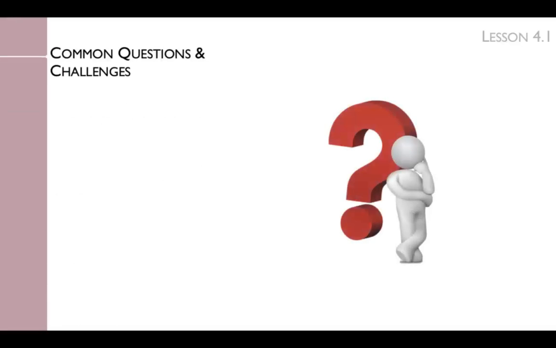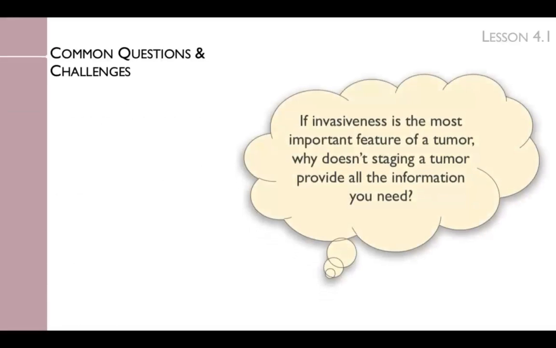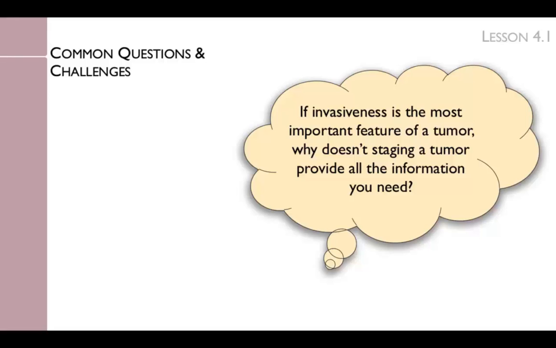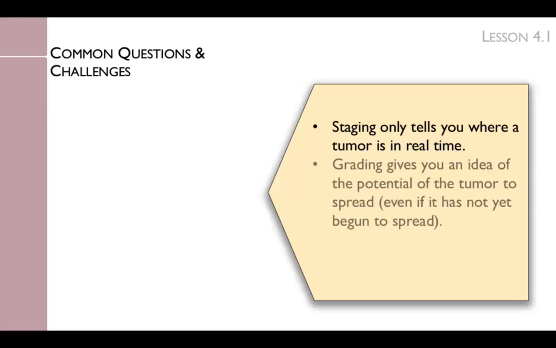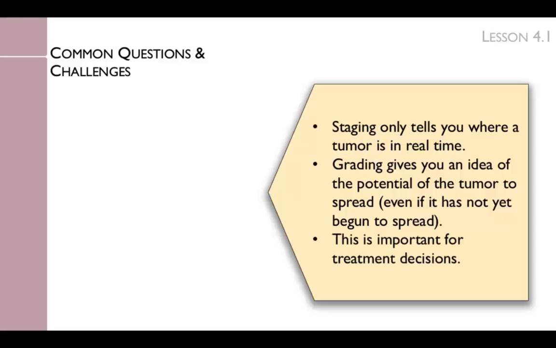One of the most common questions students ask is, if invasiveness is the most important feature of a tumor, why doesn't staging a tumor provide all the information you need? Staging only tells you where a tumor is in real time, whereas grading gives you an idea of the potential of the tumor to spread, even if it has not yet begun to spread. This is important for treatment decisions.